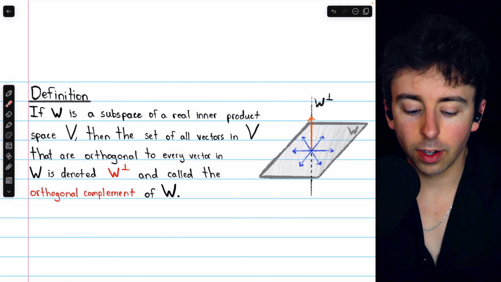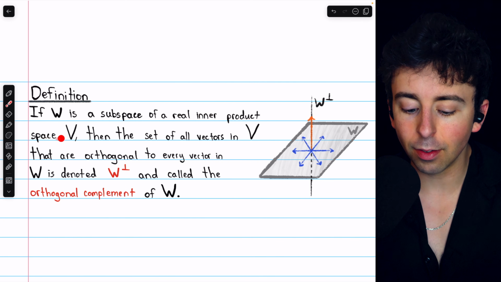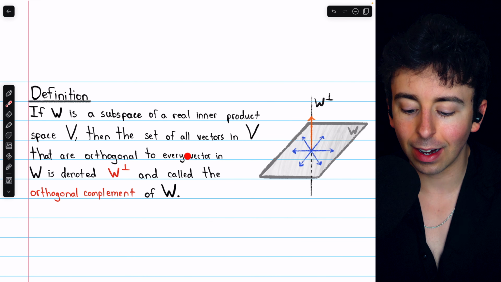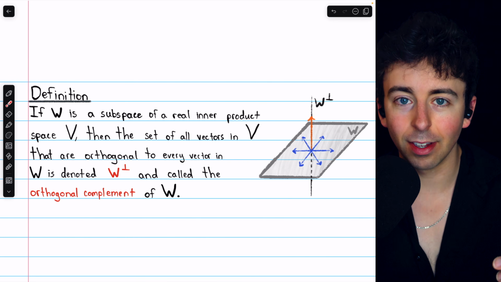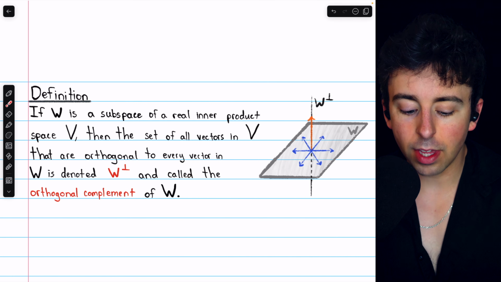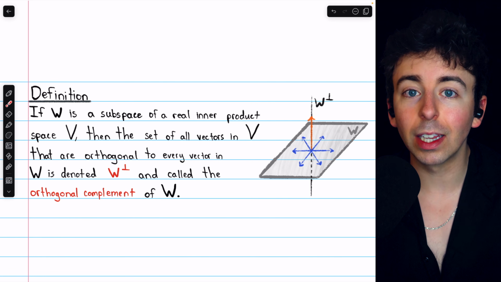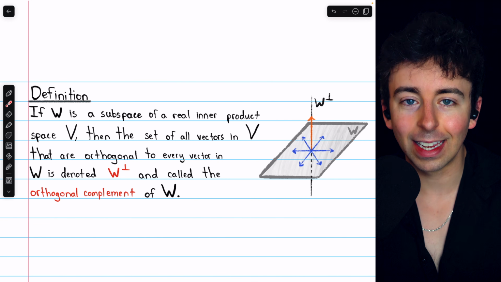Beginning with the definition. If W is a subspace of a real inner product space V, then the set of all vectors in V that are orthogonal to every vector in W is denoted like that. This is sometimes read as W Perp, as in perpendicular. And it's called the orthogonal complement of W. Again, it's the set of all vectors in the relevant inner product space that are orthogonal to every vector in W.